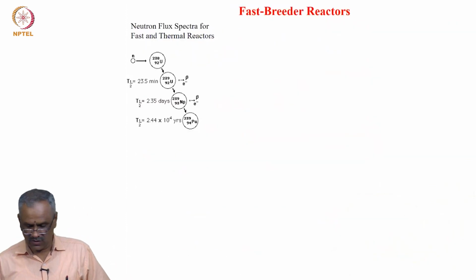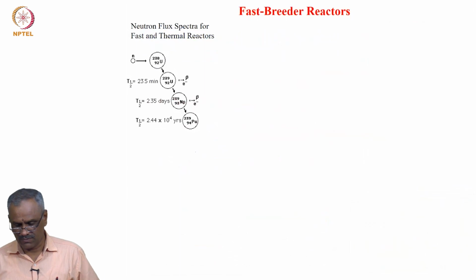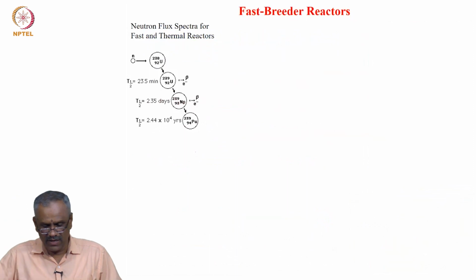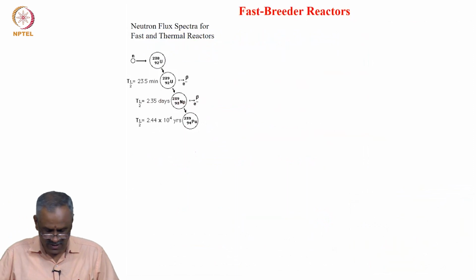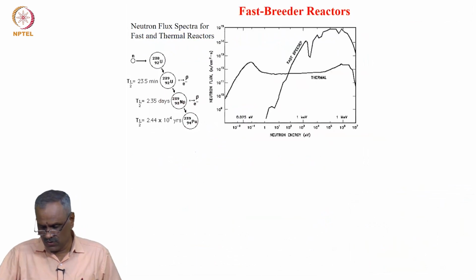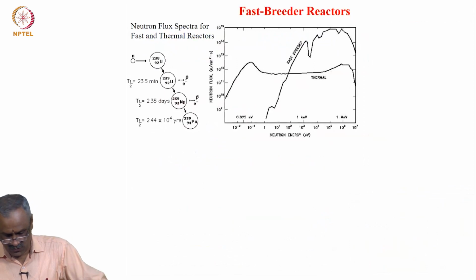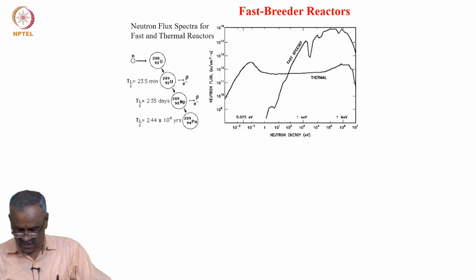Then, so far, whatever we discussed are the thermal reactors. Then we will look at the fast breeder reactors. Here I will show you the neutron flux spectra for fast and thermal neutrons. What is the difference between fast and thermal reactors as far as the neutron is concerned? You can see the neutron energy versus neutron flux shown here. You have the fast breeder curve looking like this, and the thermal curve is this.